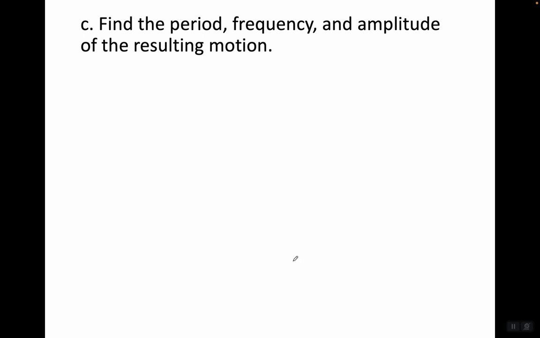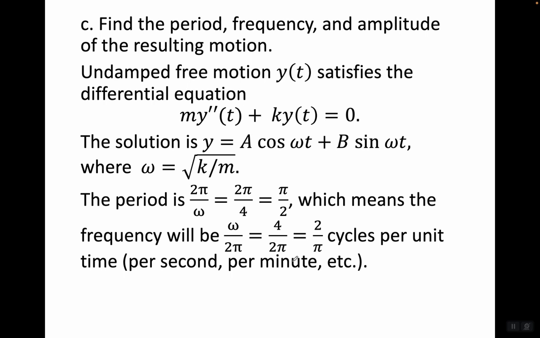Find the period, frequency, and amplitude of the resulting motion. Okay, undamped free motion y of t satisfies this differential equation. Solution is going to be y equals a cosine omega t plus b sine omega t. We saw that a moment ago. The period is 2 pi over omega. In other words, the period is how long it takes to complete one full cycle. 2 pi over omega, which in this case is 2 pi over 4, or pi over 2, so it's pi over 2 seconds per cycle, which means the frequency will be the reciprocal of that, namely omega over 2 pi, which is 4 over 2 pi, or 2 over pi cycles per second.